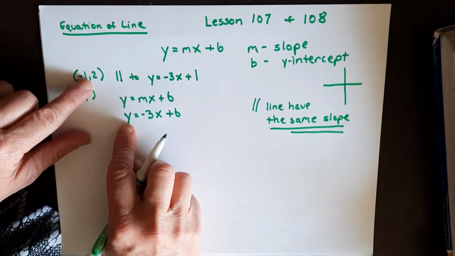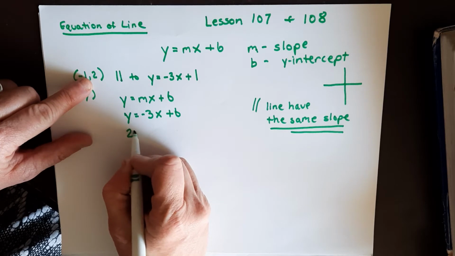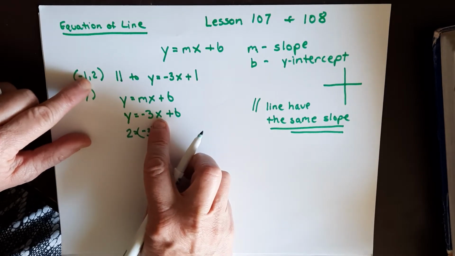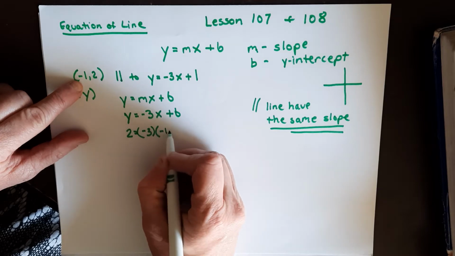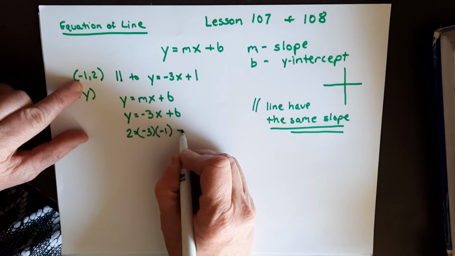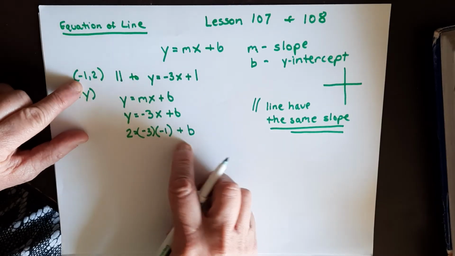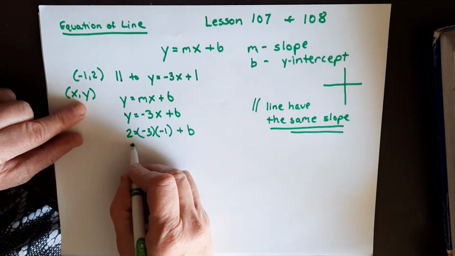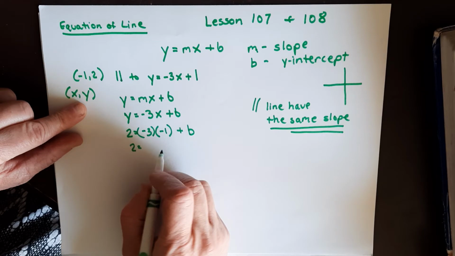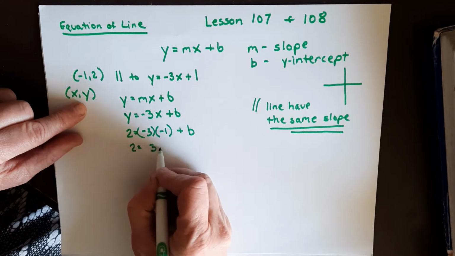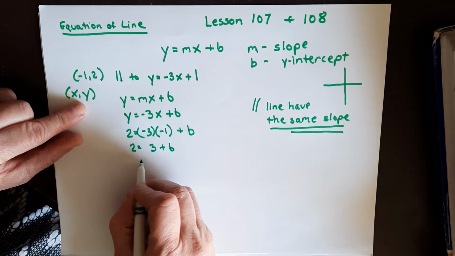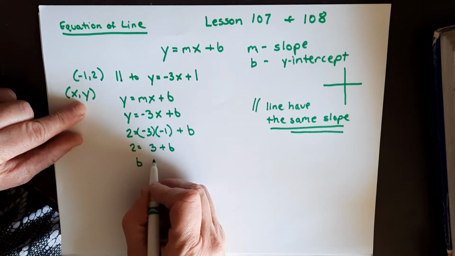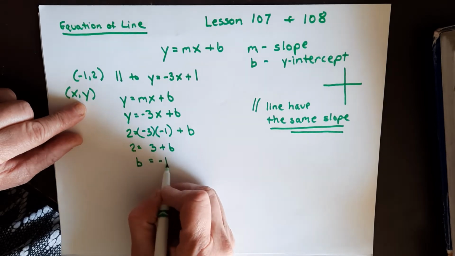So we're going to put 2 in for y. We're going to keep our slope as -3, and we're going to multiply that by -1, which is our x in this point. And then we're still left with the y-intercept. So 2 equals -3 times -1, which is 3, plus b. Subtracting 3 from both sides tells us that b equals -1.